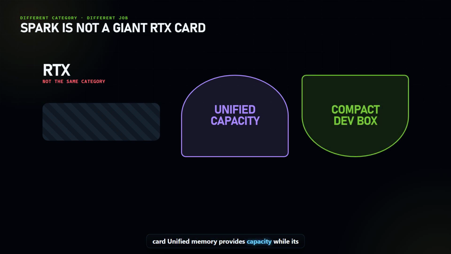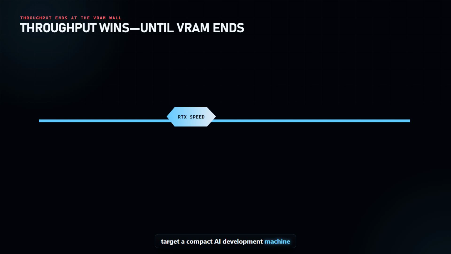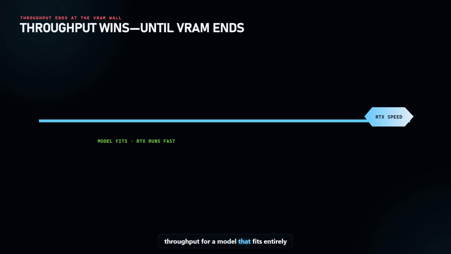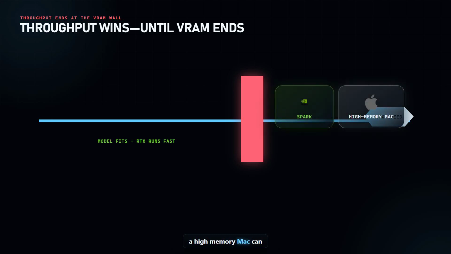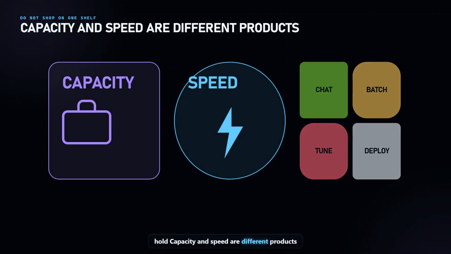Unified memory provides capacity, while its bandwidth and system design target a compact AI development machine. A discrete desktop GPU may deliver stronger throughput for a model that fits entirely in its VRAM. It may also hit a hard wall on a larger model that Spark or a high-memory Mac can hold. Capacity and speed are different products.